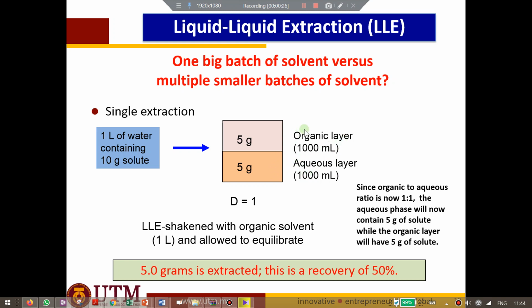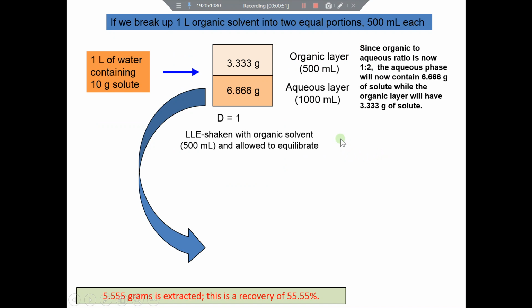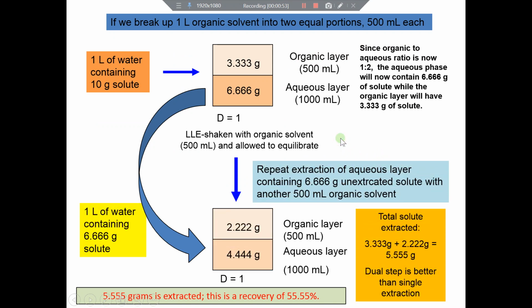The efficiency of the extraction is only 50%. So of 10 gram of analyte of interest, only about 5 gram can be extracted. Okay, so the recovery is only 50%. So 50% recovered, 50% left in the raffinate. Okay, let's say we put into different batches, or we have multiple batches.